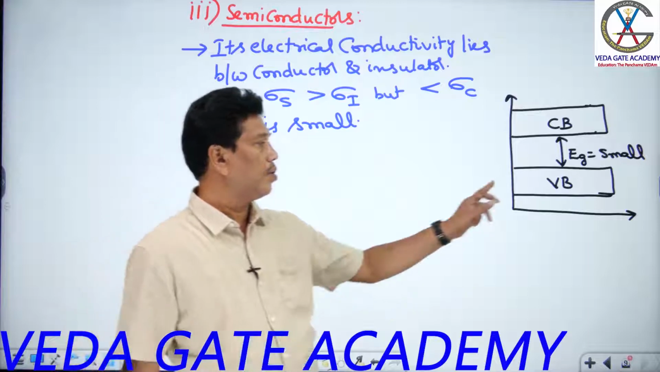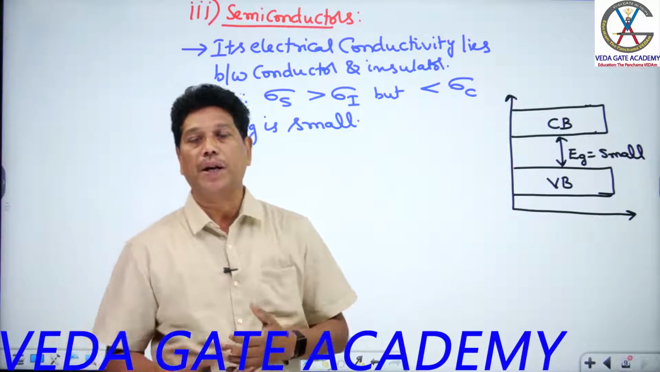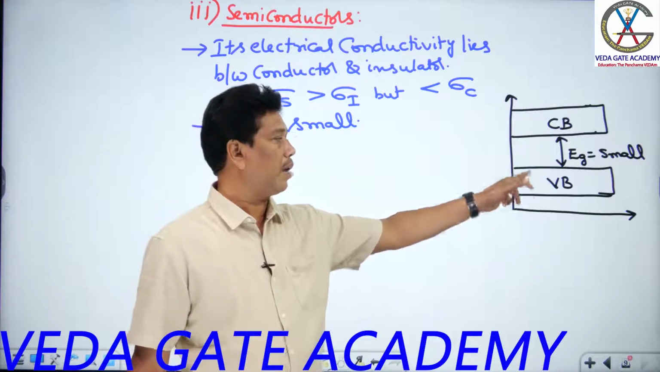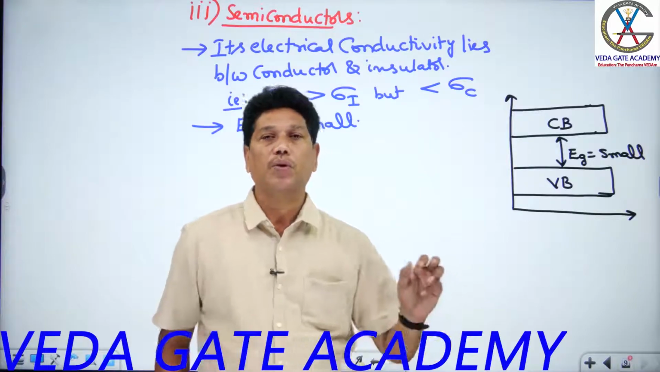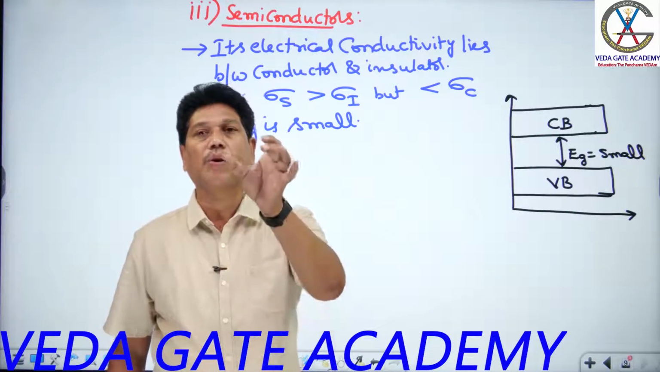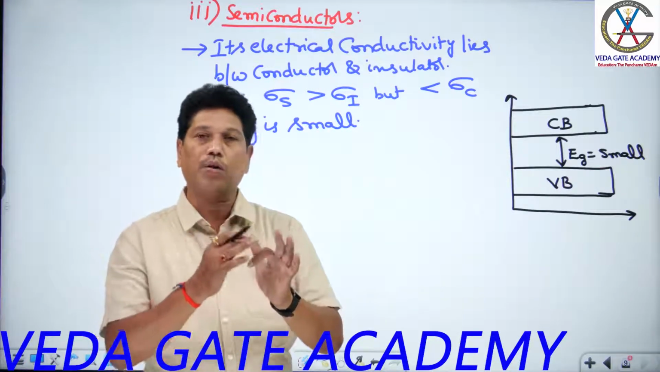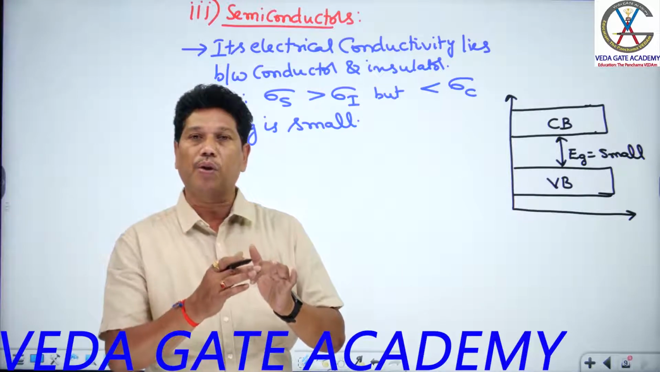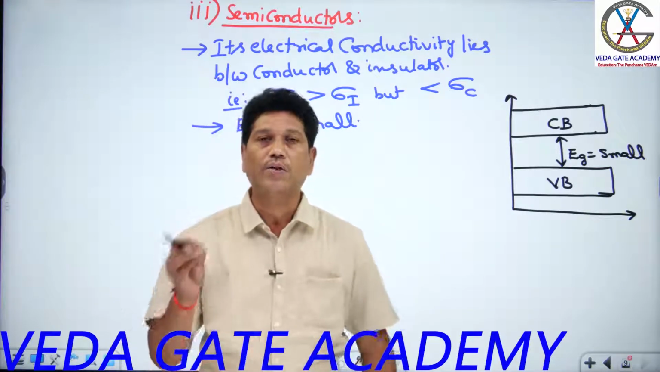So without any applied energy, students, none of the electrons can be in the conduction band. No electron can jump from the valence to the conduction band. So no electron is available in the conduction band, which means it looks like an insulator. So simply remember, a semiconductor without an applied source, where no electron is free, acts like an insulator, students.